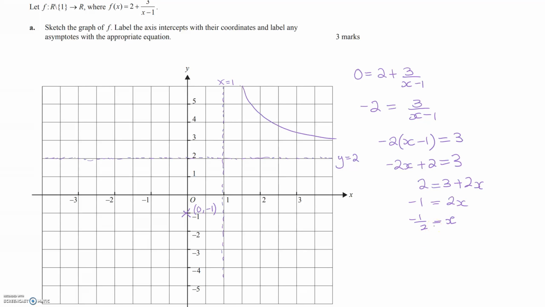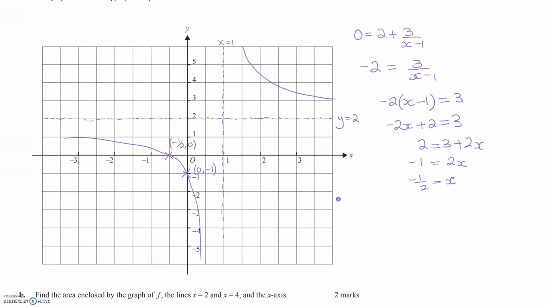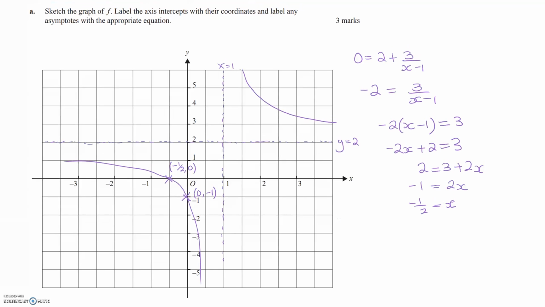So this tells me that I'm going to be intercepting the x-axis at -1/2, so just here. So I'm going to label this up again, -1/2, 0, and then I'm going to just basically sketch a line that goes through these. I know that I've got no other intercepts because there were no other solutions. And that's it for 3 marks. Not bad. Part A done.